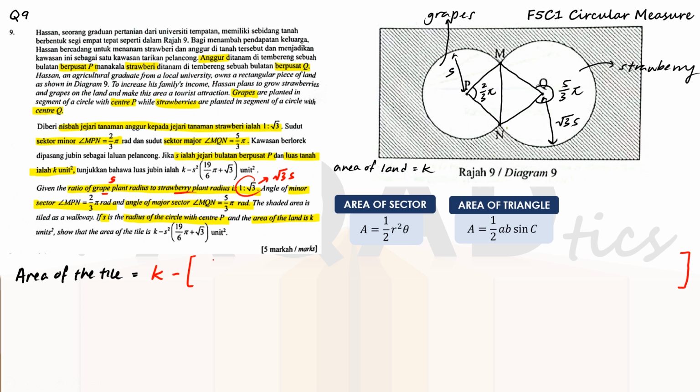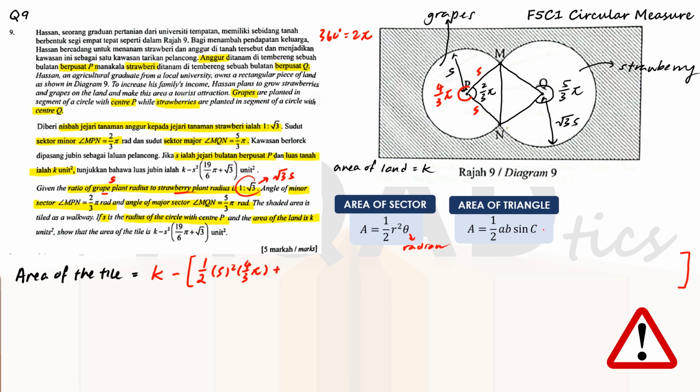The first area is the sector, so 1 over 2, the radius is S, squared, and theta. Theta here we will use in radian form, so this would be this part. As we know, 360 degrees, the whole angle, is equivalent to 2 pi. So here would be 4 over 3 pi, 2 minus 2 over 3. Okay, so here is 4 over 3 pi, and we need to add the area of the triangle. So here the sides are S.